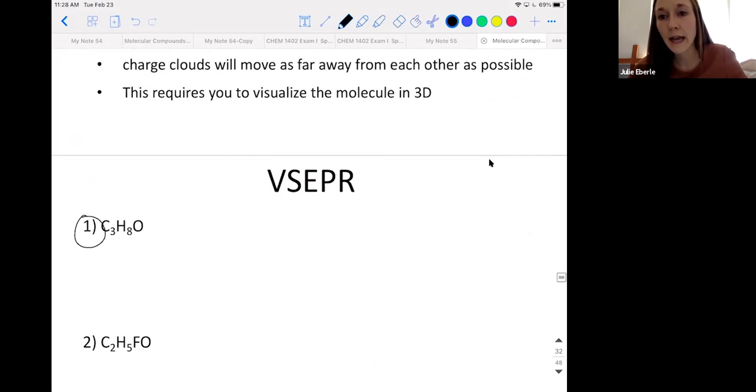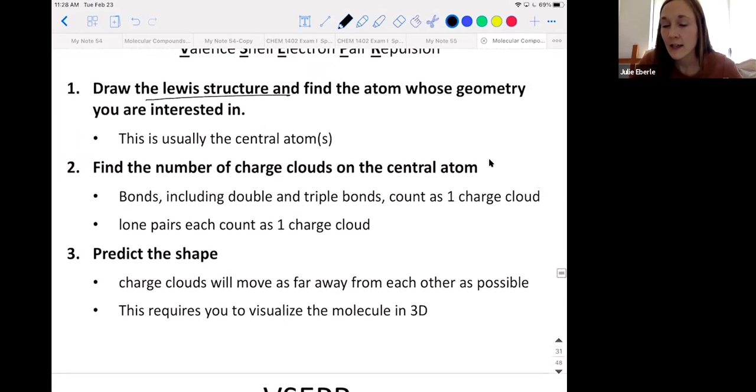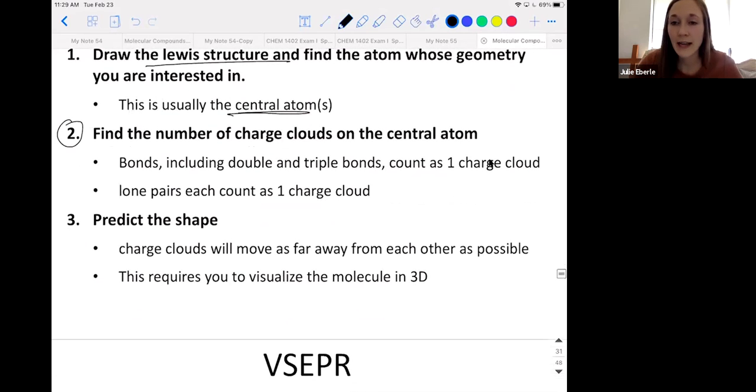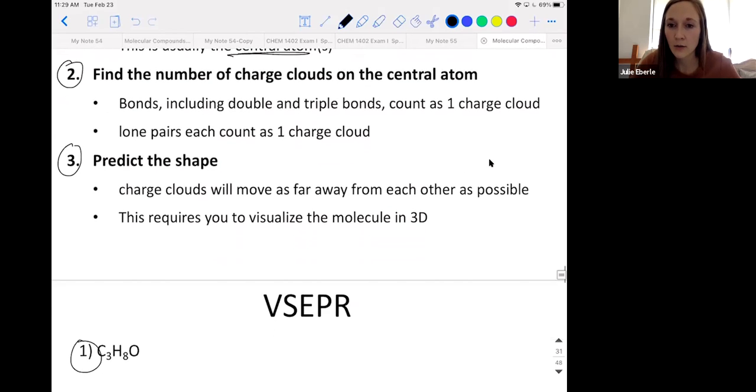We got C3H8O. Step number 1, draw the Lewis structure. Once we get the Lewis structure drawn, we're going to identify the central atoms, and we're going to try to name the geometry for those central atoms. There's going to be more than one. Then we're going to count the charge clouds on each of those central atoms. We're going to do that by counting the number of bonded atoms and the number of lone pairs, adding that up. Then we're going to look at the table and predict the shape based on our number of charge clouds.